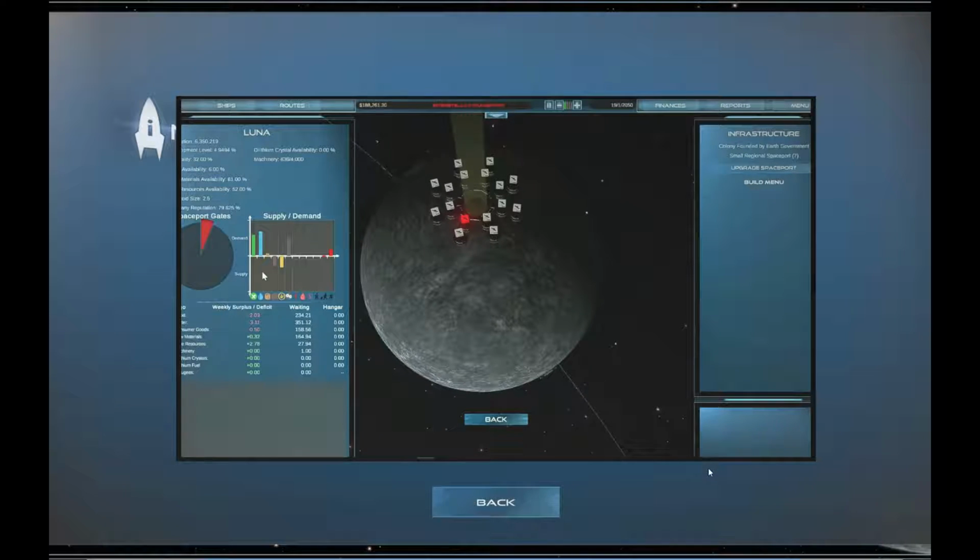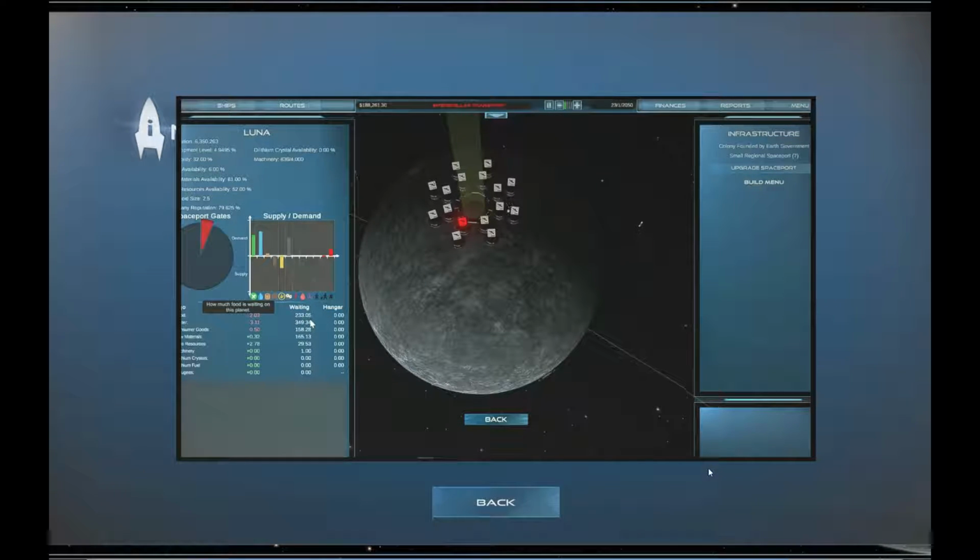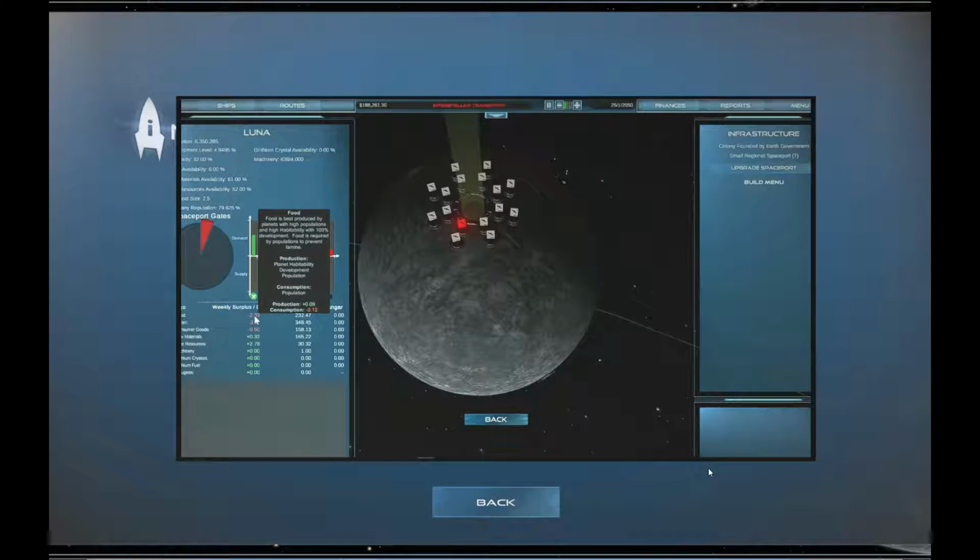Keep in mind, this graph scales for better viewability, so hovering over the bars can sometimes be helpful here. You can view even more data regarding each cargo type in the table below the graph. This table shows the weekly surplus or deficit of each cargo type, the amount that is waiting on the planet to be either shipped or consumed, and finally your own company's cargo hangar. These values are important when you are strategizing your routes and deciding how big of ships you need.